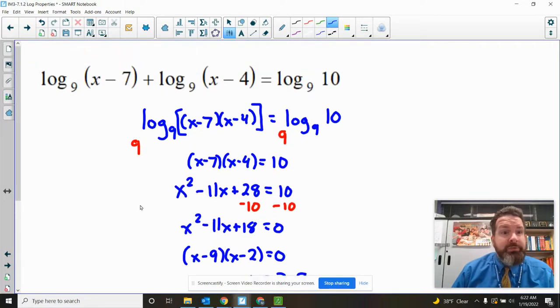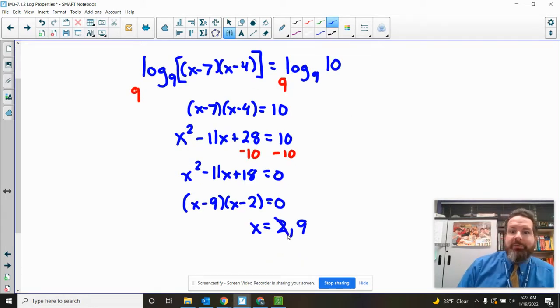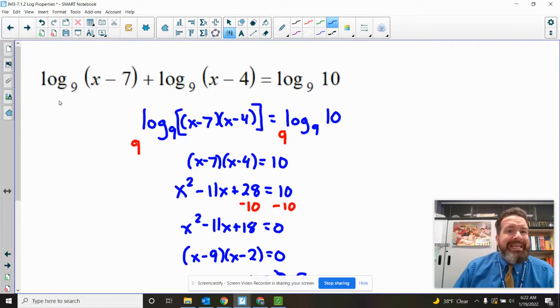So first, let's check the 2. 2 minus 7 is negative. 2 minus 4 also happens to be negative, so it doesn't work twice. The 2 is not going to work for us. Now the 9. 9 minus 7 is positive 2. 9 minus 4 is positive 5. Okay, those work so far. Those are both going to be positive.